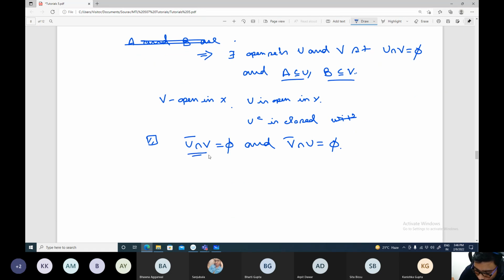Now consider A and U complement. Sir, how is it that U bar intersection V equals phi and V bar intersection U equals phi? Why? I'm not getting the question. How did you write U bar intersection V equal to phi?